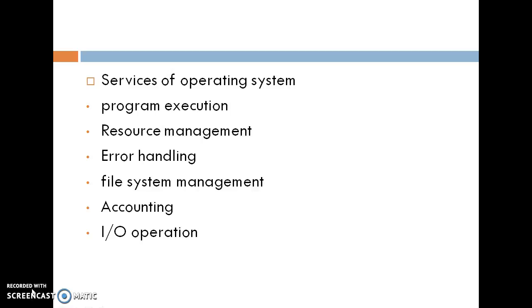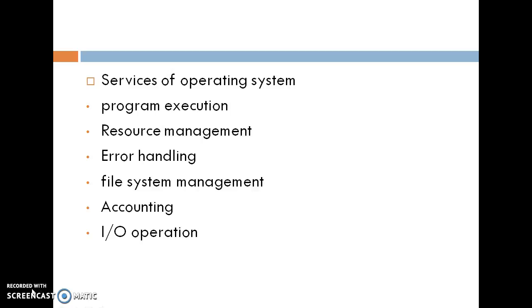The second service that is given by the operating system is resource management. Whenever we execute a program, completing its execution needs various resources such as processor, memory, input device, and so on. So the operating system must be able to manage all these resources during the execution of the program. That is, the operating system must be able to allocate the resources to the program as well as deallocate the resources from the program. So resource management is one of the main services given by the operating system.